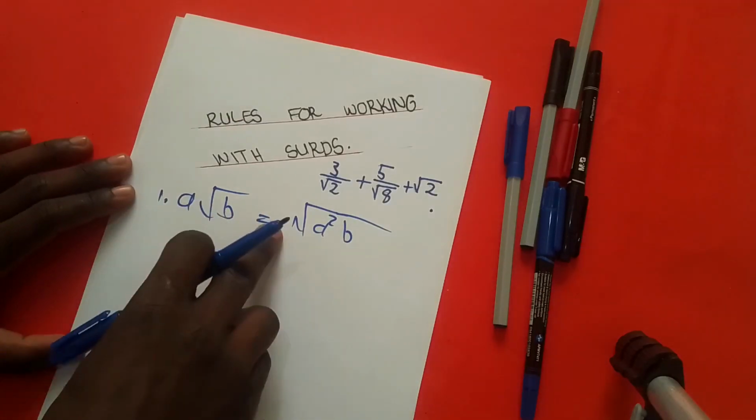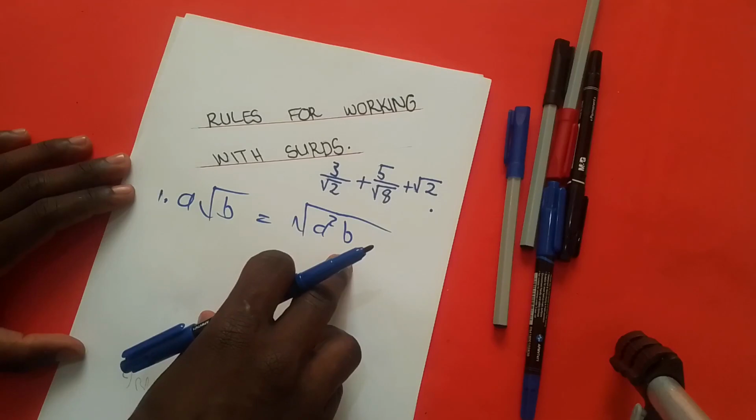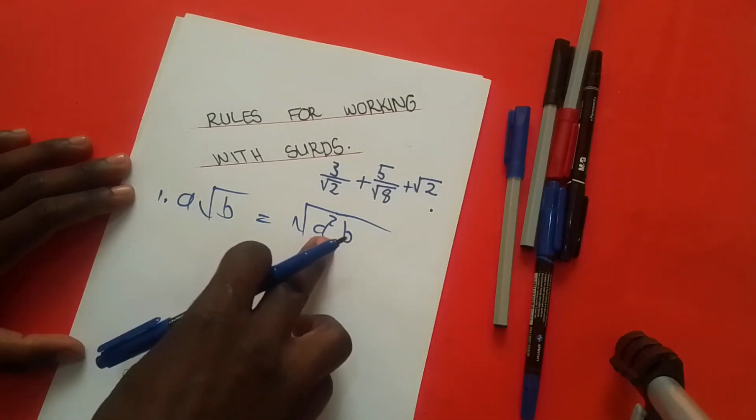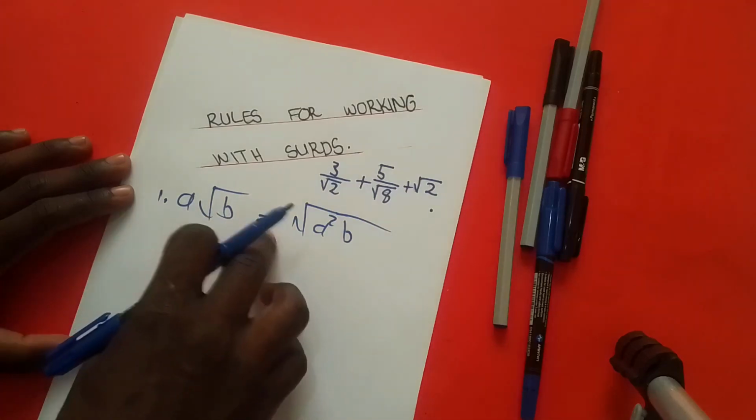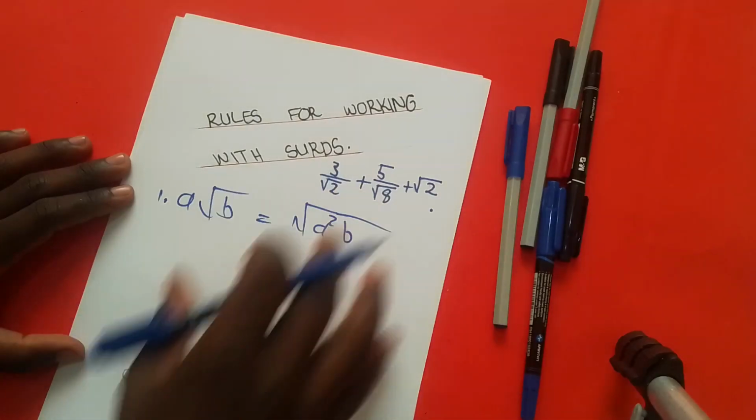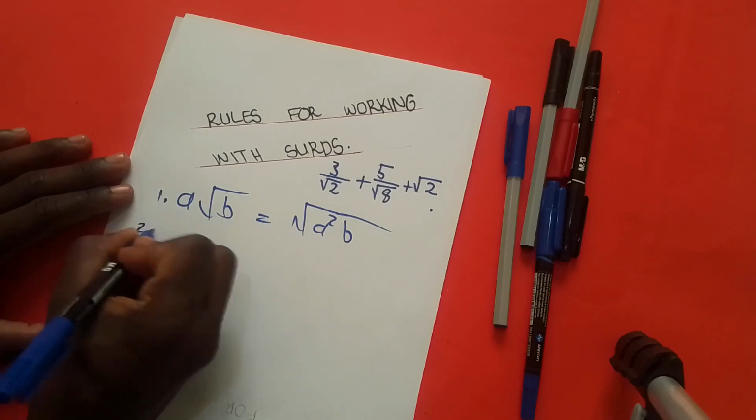a root b is equal to the square root of a squared b, right? We know that the square root of a squared is equal to a. Therefore, that's why we're saying that a root b is equal to a squared b, or under the square root sign. Then the second rule goes like this.